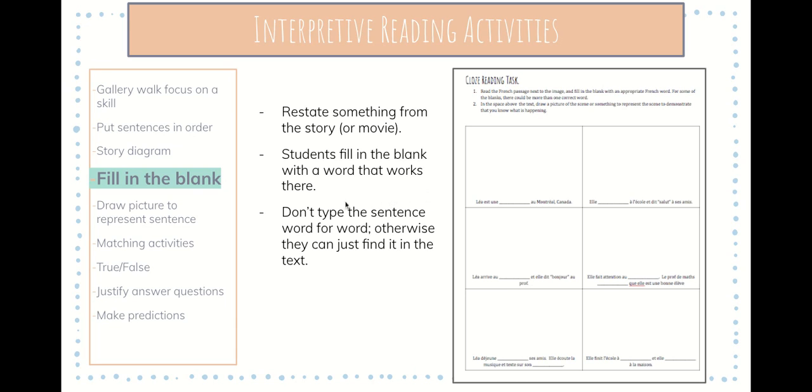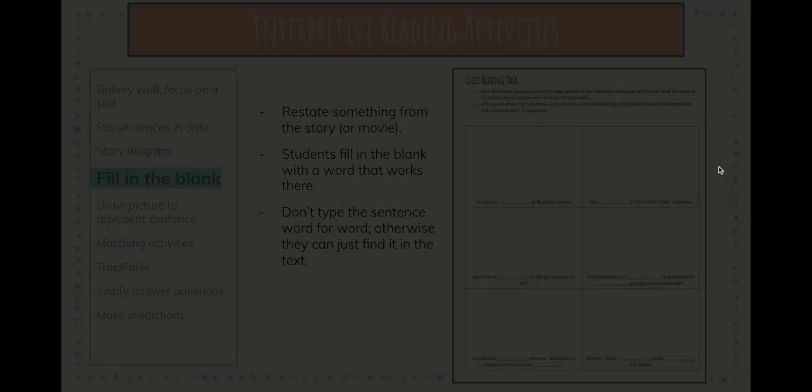But the big thing is don't type the sentence from the text word for word. Otherwise, students just go back, find that sentence in the text, and then fill in the blank. And that's not really about them understanding what the sentence says. It's just about being able to find it in the passage. So make sure it's paraphrasing something from the story you read.